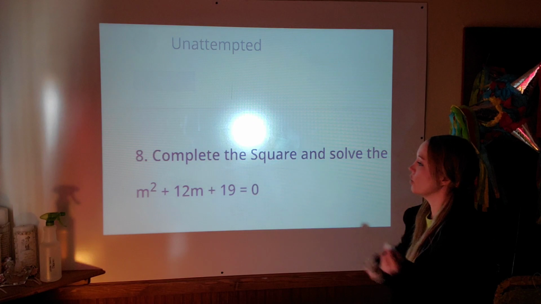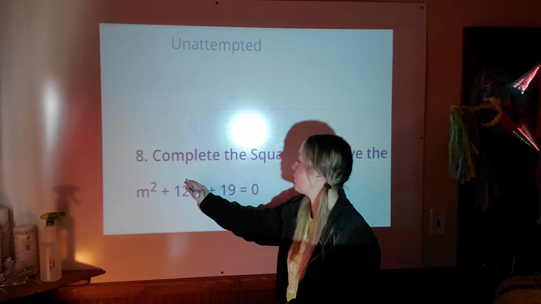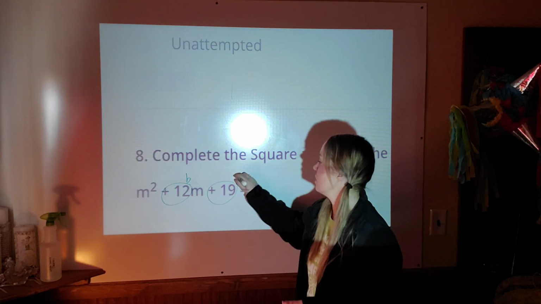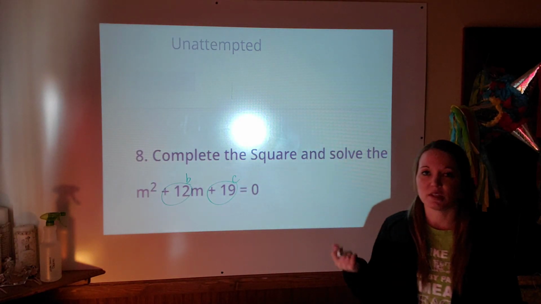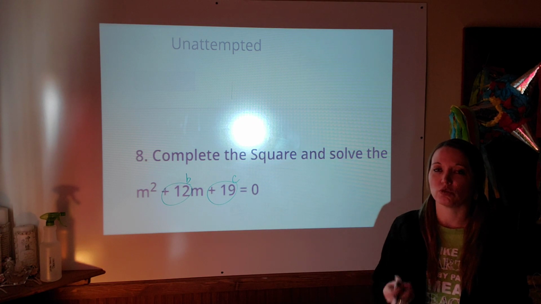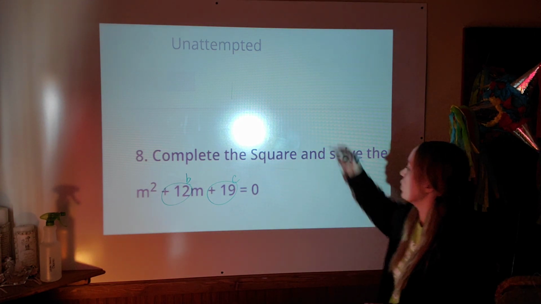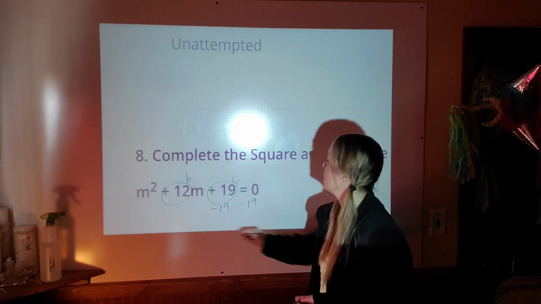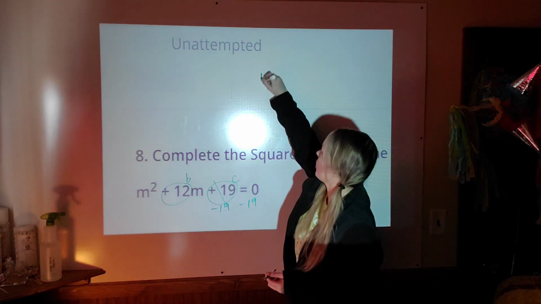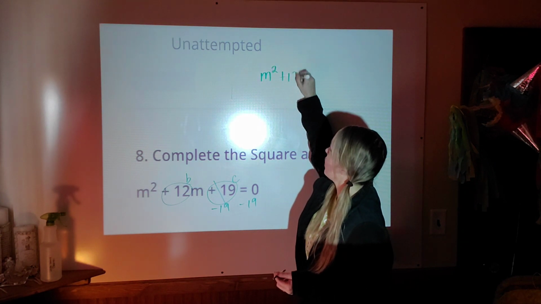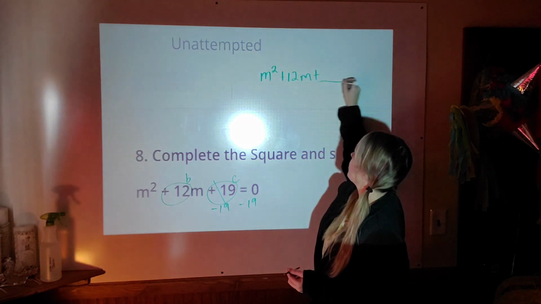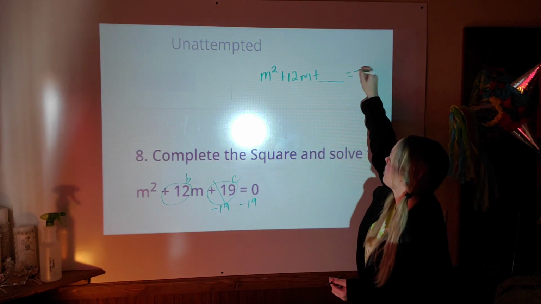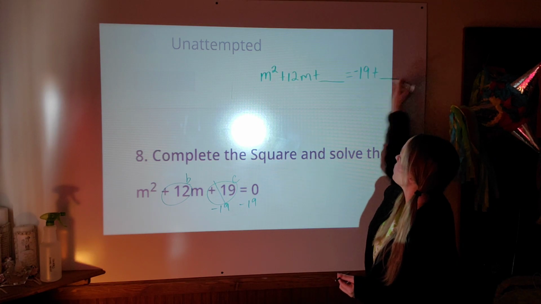All right, so for this, let's identify this is our B and this is our C. But we want to get rid of that C so that we can create a new C in order to complete the square. So I'm going to subtract 19 from both sides. And when I do that, I end up with m squared plus 12m plus some new C, and that equals 0 minus 19, which is negative 19, and then I'm going to add some new C with it.